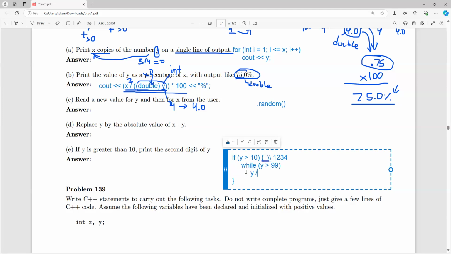We would do y divided by 10. We don't need the outer if. Okay, actually, let's do it this way. We'll take out the if statement. We'll do y divided by 10, and then we'll just print out, because assuming once it hits... Oh, I see. Okay.